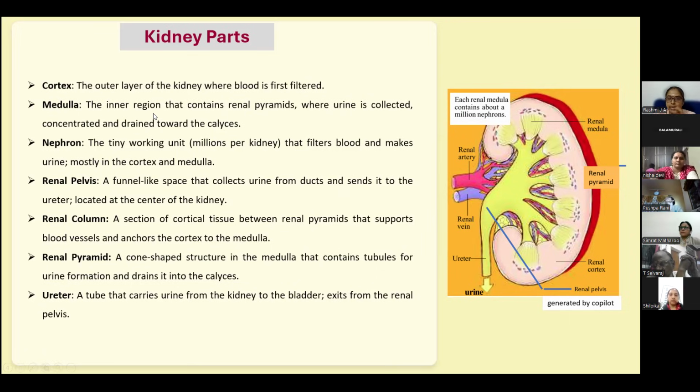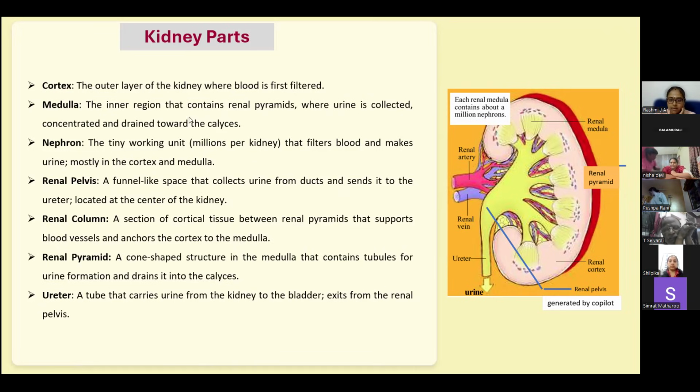Then the medulla, the inner region that contains the renal pyramids. So here you see certain things, right? Like brushes you have in the kidney, they are all renal pyramids, where urine is collected, concentrated and drained towards the calyces. Then the nephron, the tiny working unit. In the kidney, the nephron is a very important unit. This is exactly where the urine is produced from the blood.